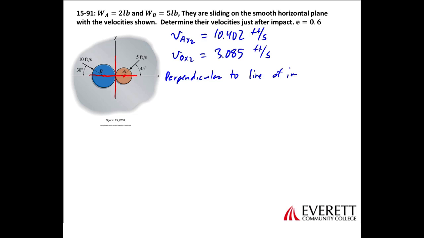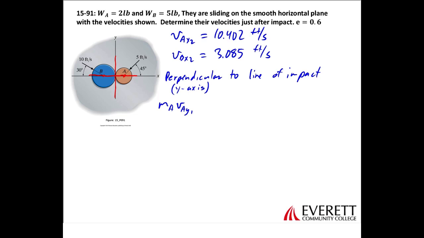I'm just going to put y-axis in parentheses because it doesn't have to be the y-axis, it just has to be perpendicular to the line of impact. So on the axis perpendicular to the line of impact, momentum for each one of our particles or each one of our objects is conserved. So the momentum of particle A would be the mass of particle A times the velocity of particle A in the y direction before. That's the initial linear momentum of particle A in the y direction. And it's going to be conserved through the impact.